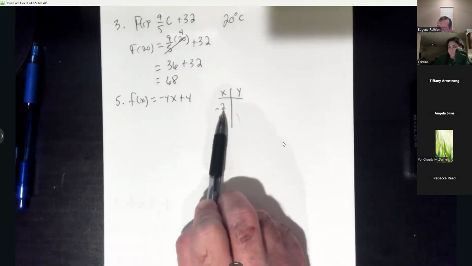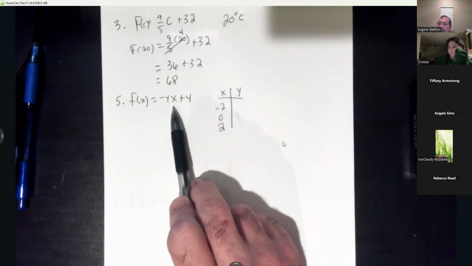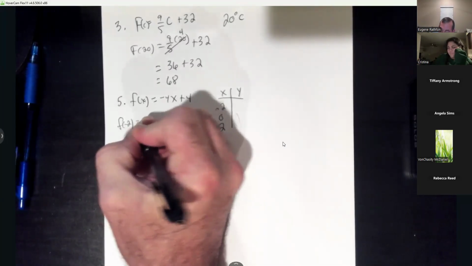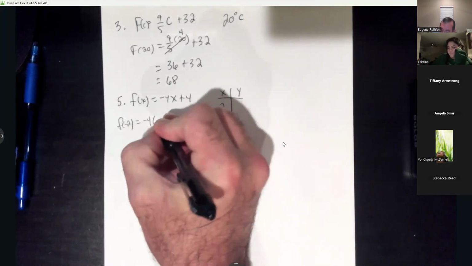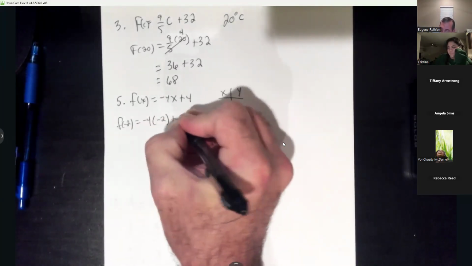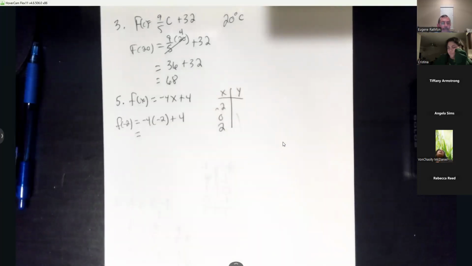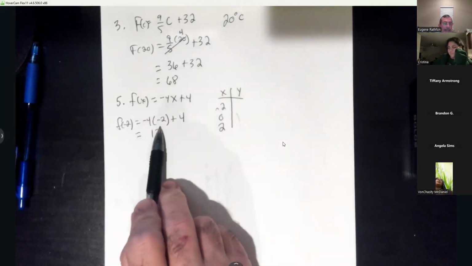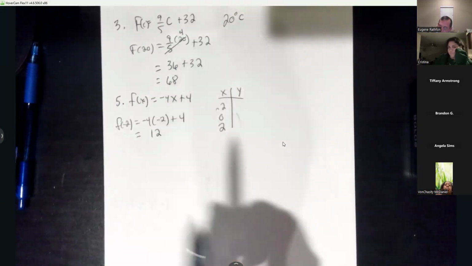What are y'all going to get if we put a negative 2 in for that x? So that'll be like f of negative 2. You're going to have negative 4 times negative 2 plus 4. 12. So that's going to be 12. Good job. Because negative times negative makes that a positive 8 plus 4.